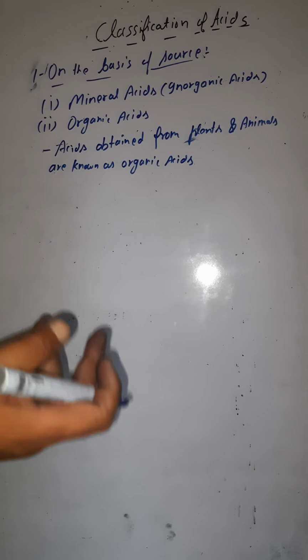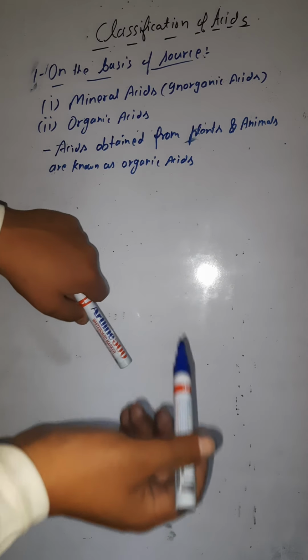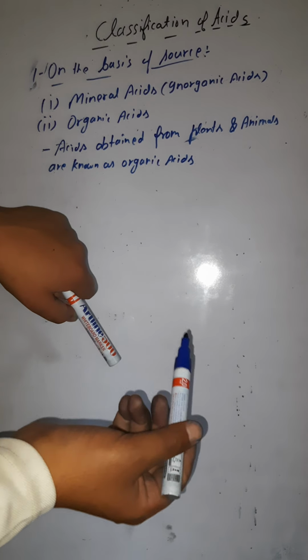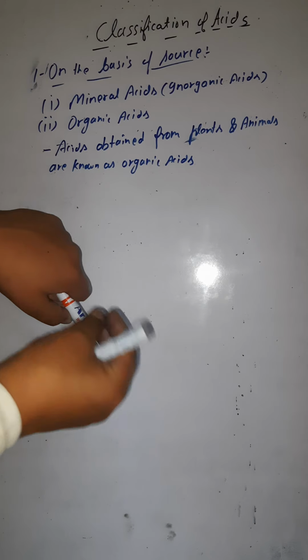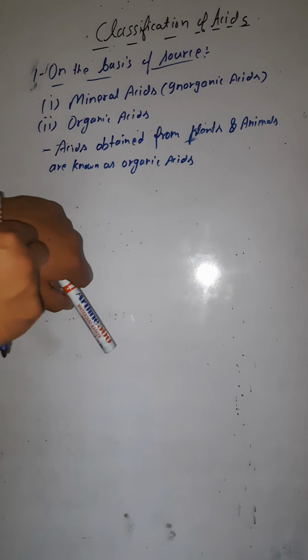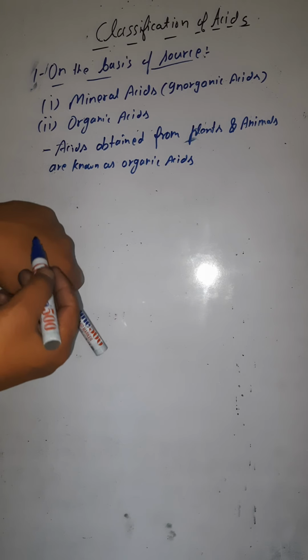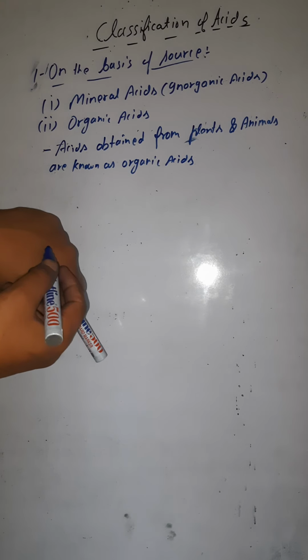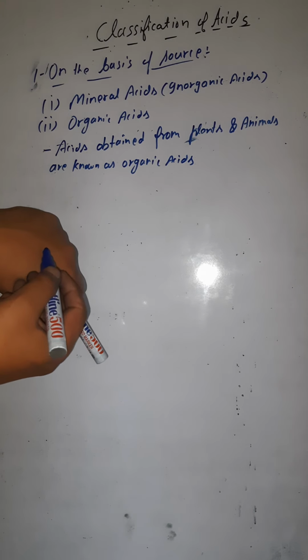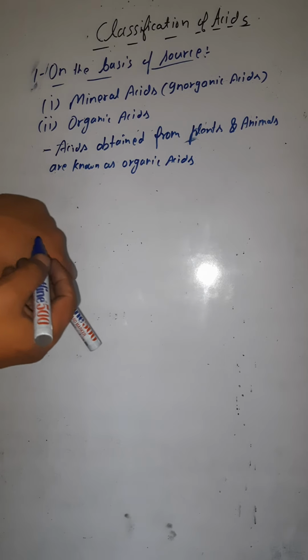Next is the ant's sting. Suppose the ant bites here. When the ant bites here, it releases an acid known as formic acid. Due to that acid, you would see a black spot here. This is due to the acid which is released by the ant. So in the ant's sting, you would find the acid known as formic acid, also called methanoic acid.